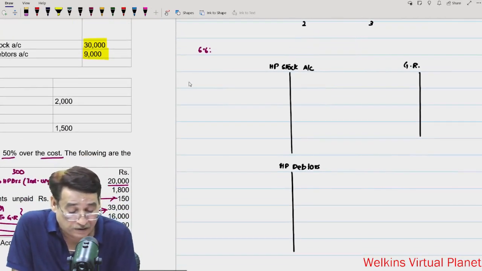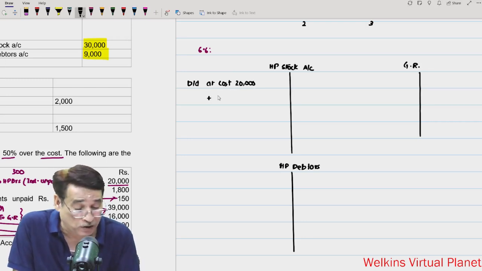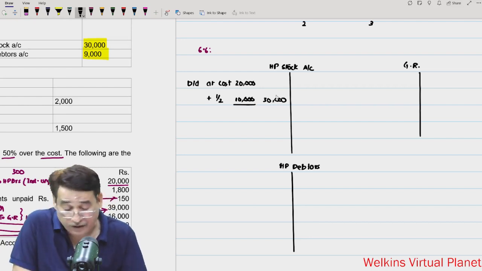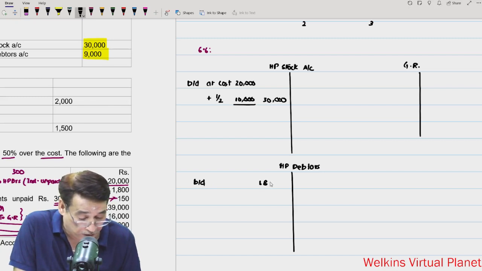Because the opening balance of stock out on hire is given to you at cost, 20,000, you will have to convert it into hire purchase price. Because the rate is given on cost, you will apply the rate of margin on cost, which is 1 by 2. So now we can say that the hire purchase price of opening stock is 30,000. Then installment due is given. Installment due opening balance will be brought down in the hire purchase debtors account, that is equal to 1,800.